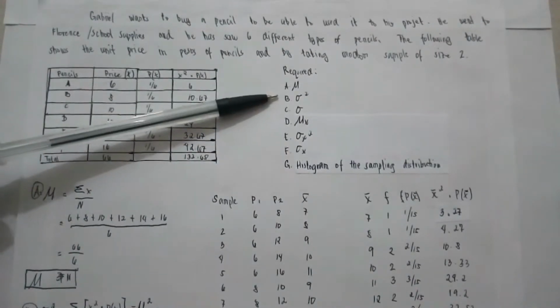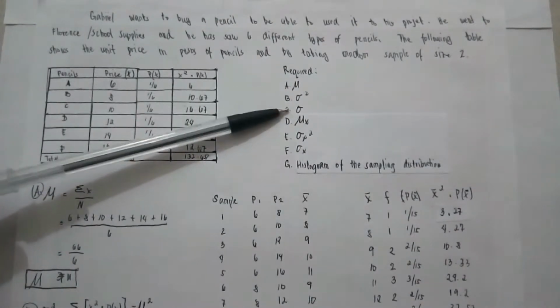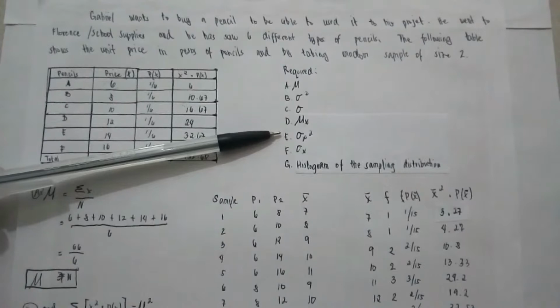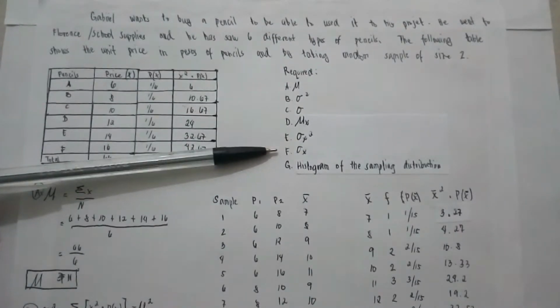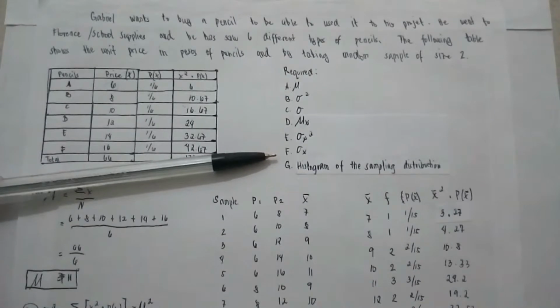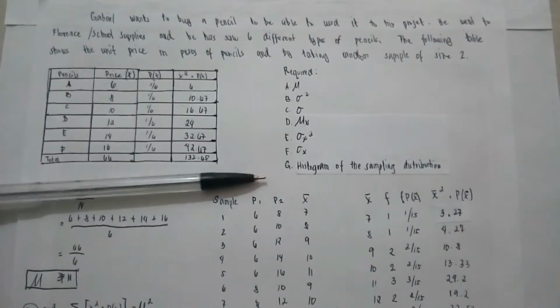So, ito yung problem. Gabriel wants to buy a pencil to be able to use it for his project. He went to Florence School Supplies and he saw 6 different types of pencils. The following table shows the unit price in pesos of pencils. By taking a random sample of size 2, required: mean of the population, variance of the population, standard deviation of the population, mean of the sample mean, variance of the sample, standard deviation of the sample, and histogram of the sampling distribution.